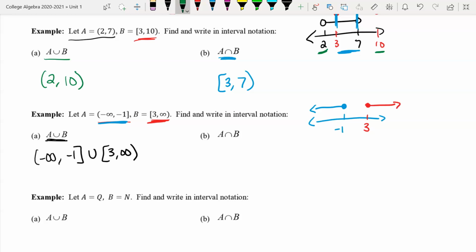Now intersection, you're looking for overlap. Do the blue line and the red line ever overlap? Hopefully the answer is no. So you would say there is no answer. I put a 0 with a slash through it. That's how I write no answer.